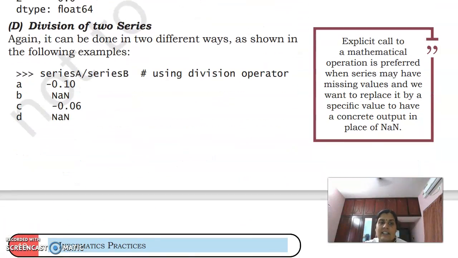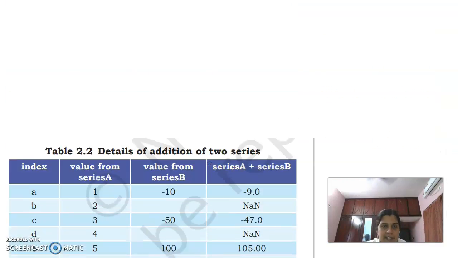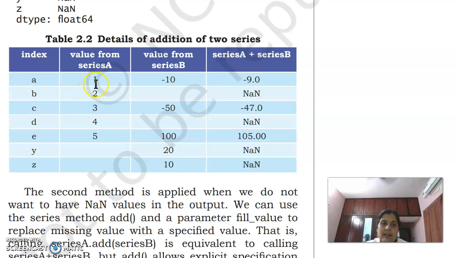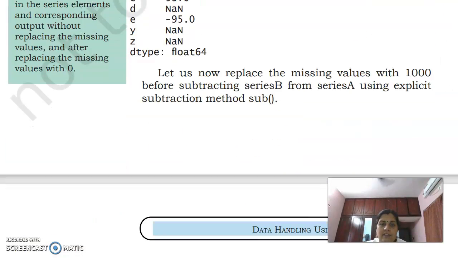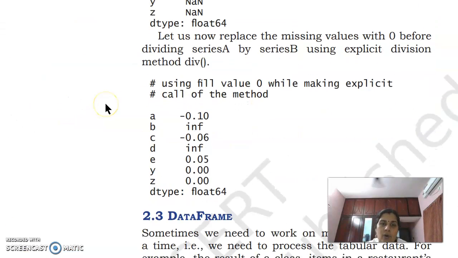Then next is division of two series. In this we can use the divided by operator. Like before, series A is divided by series B. Then what happened? 1 divided by minus 10. What will be the answer? The first one is minus 0.10, because 1 divided by 10 will give 0.10. Then it is negative, so the sign will be negative. Next, a number divided by not a number will give NaN and so on.